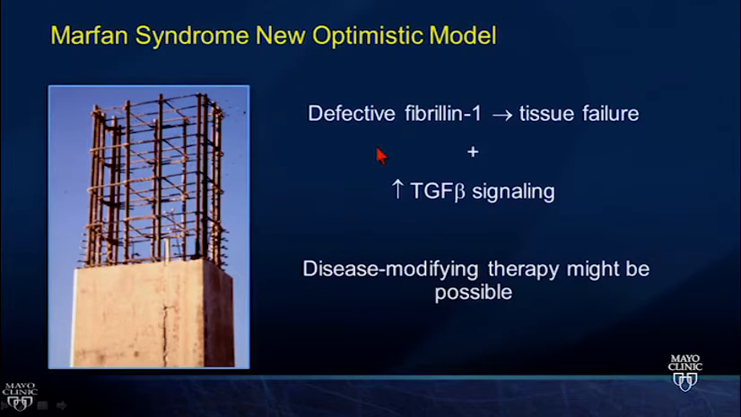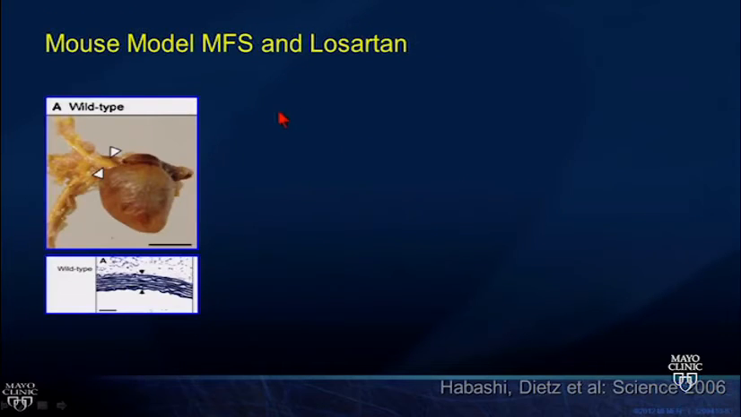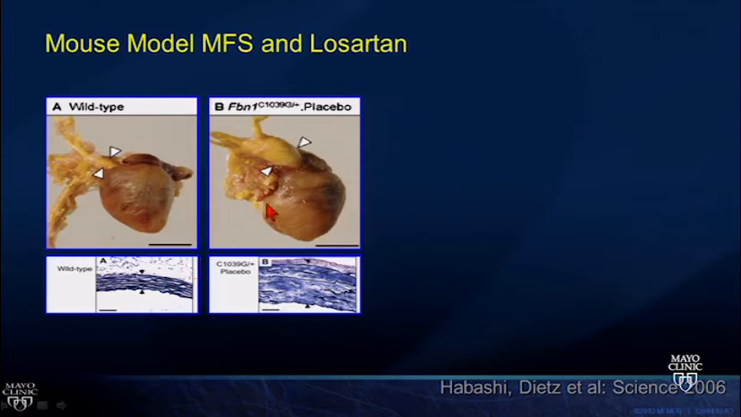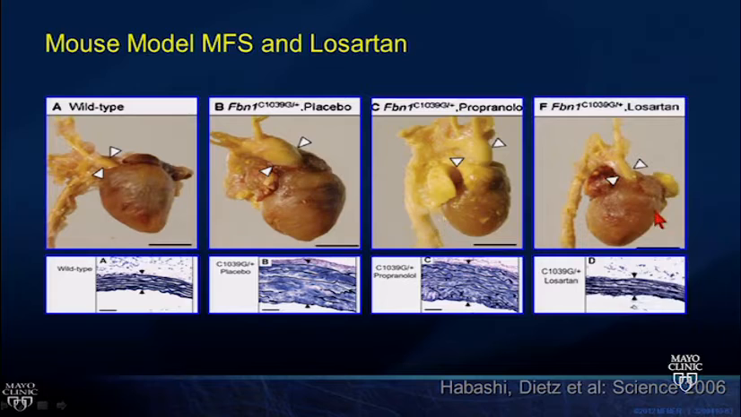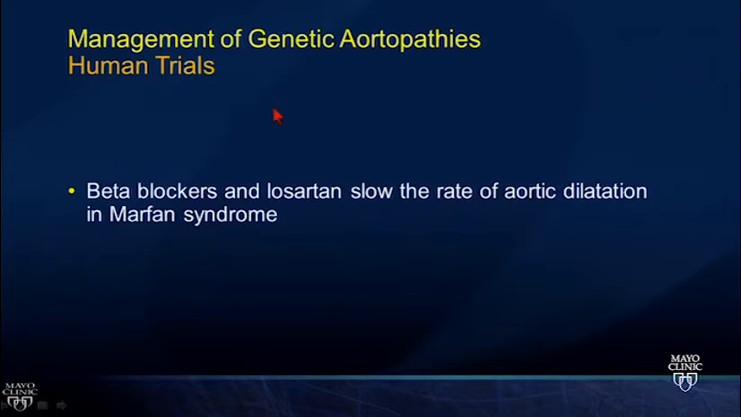And I think a lot of you are aware that this has been tried in mice. This is a normal mouse with normal aorta and normal aortic wall down here. And this is the Marfan mouse treated with placebo with aorta not looking very good. With propranolol, marginally better, not that much better, but with losartan, it really kind of normalizes the development of the mouse. The mouse never develops the Marfan phenotype. So naturally, this led to human trials.